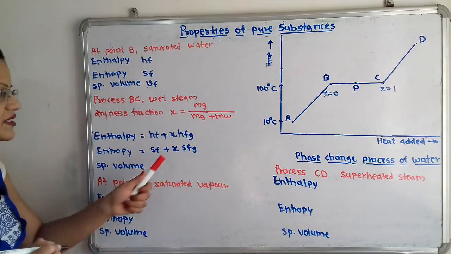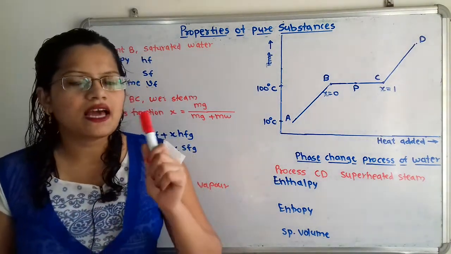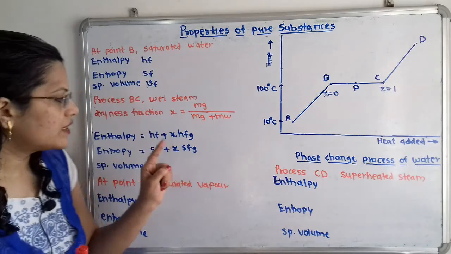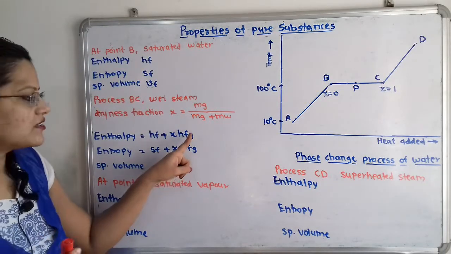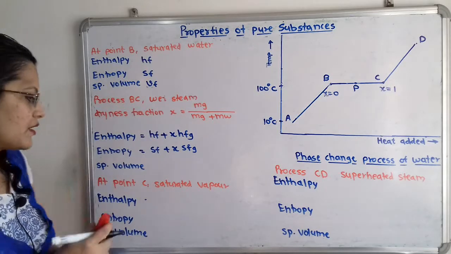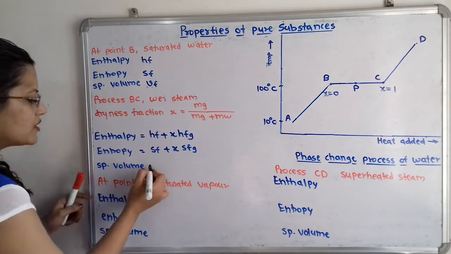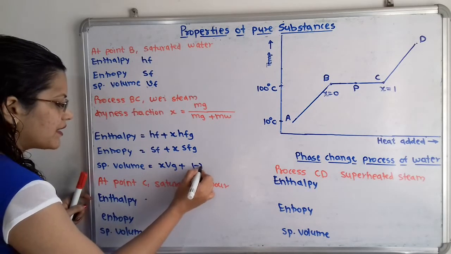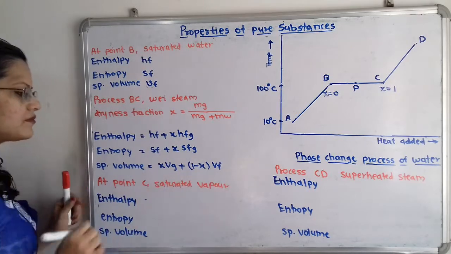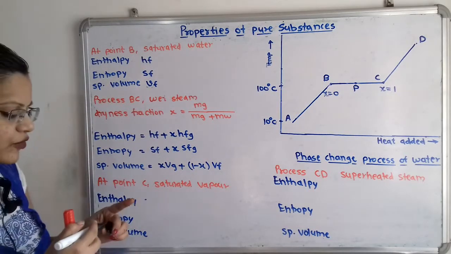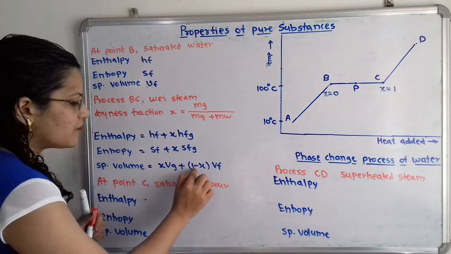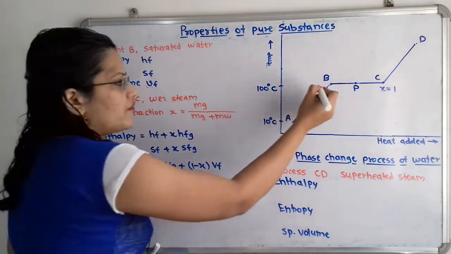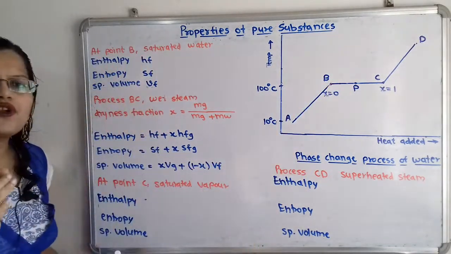Now what are this HFG and SFG? These are the enthalpy and entropy for this mixture of the water and water vapor. So here the suffix F is for water and suffix G is for water vapor. Then specific volume. So for the specific volume, X into Vg plus 1 minus X into Vf. So this is the volume. Now if we observe this formula, then this 1 minus X into Vf. So here the specific volume at this point B is so much small.